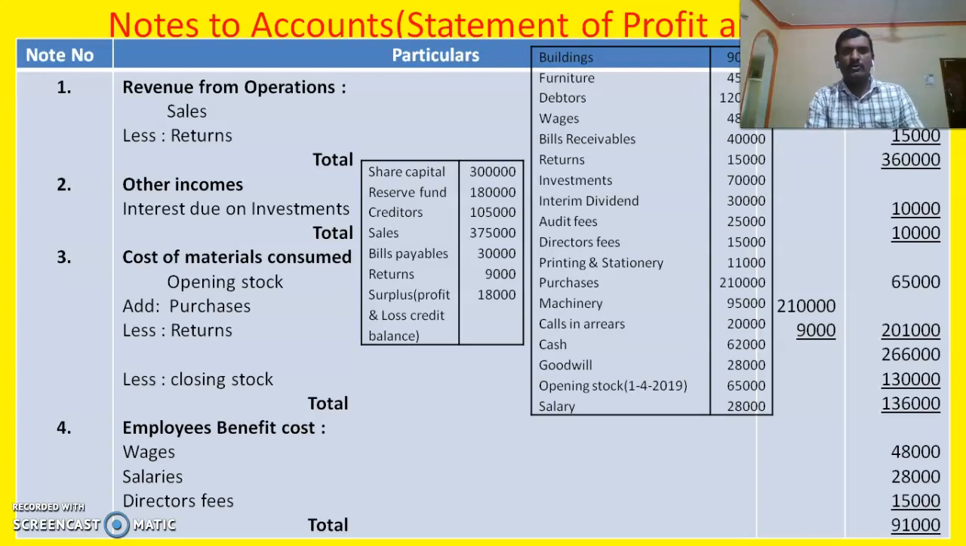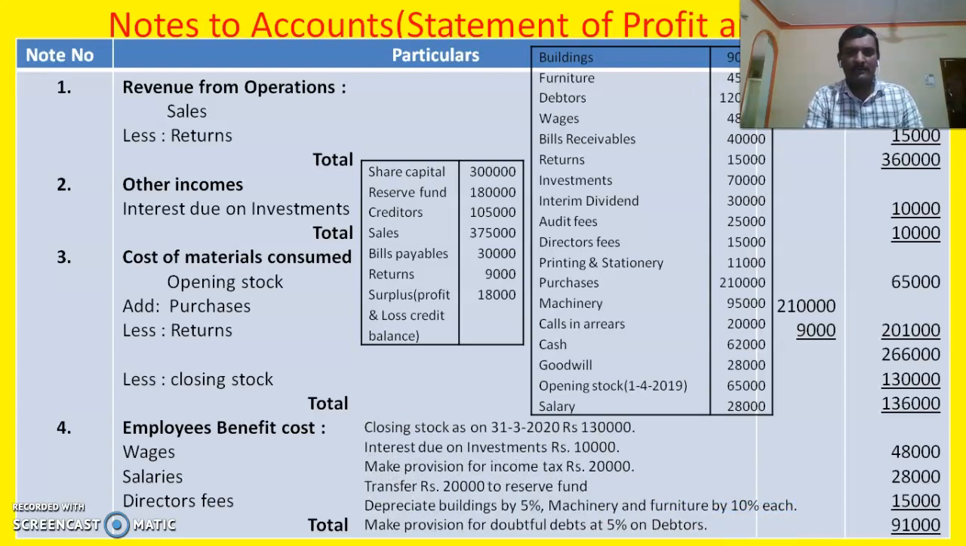Then next we have to go for the next head of note, that is other income. As far as other income is concerned, there is no information provided in the trial balance, but one information is given in adjustment, that is adjustment number 2, interest due on investment rupees 10,000. It is nothing but income, other income, that is to be taken here. And now we have to go for the third note, that is cost of materials consumed.